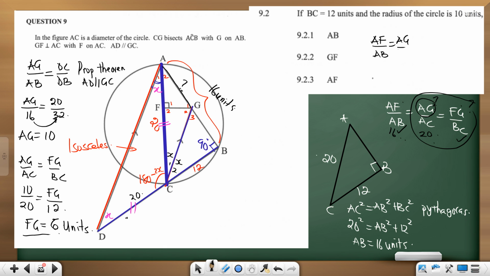AB equals to, but let's write a reason for this. We are saying triangle what? We proved one similarity. AFG is similar to triangle ABC. You must write that as well. That's your reason. So AF, do we know AB? 16. Do we know AG? 6. Do we know AC? 20. So what is AF? 24 over 5 units. Thank you, guys.